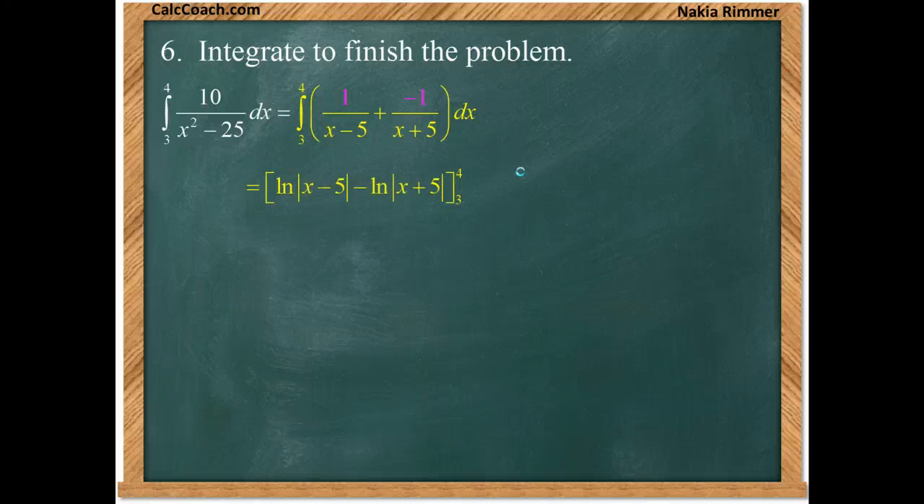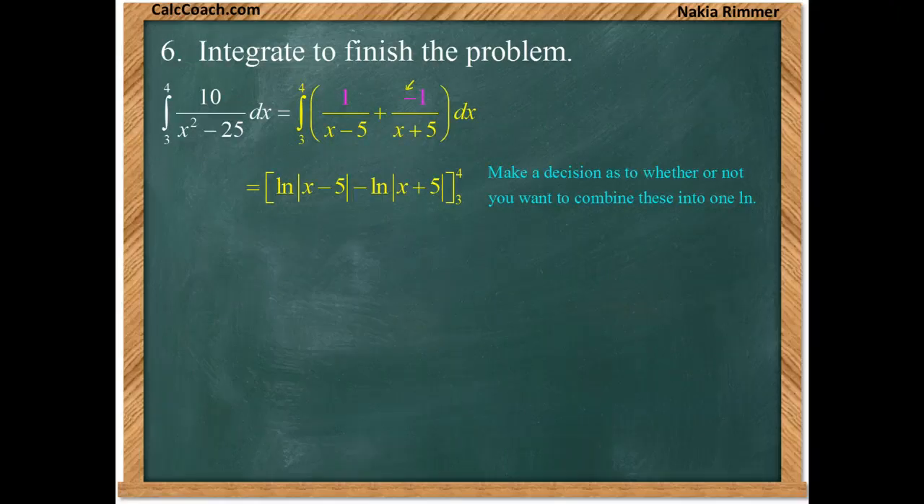We'll have the ln of x minus 5 in absolute value, and the ln of x plus 5 in absolute value. The minus comes from the fact here. We could have made it subtraction, but I made it plus and minus here. So that's a negative. Now where we go from here is up to you. You need to make a decision on how you want to end this problem.